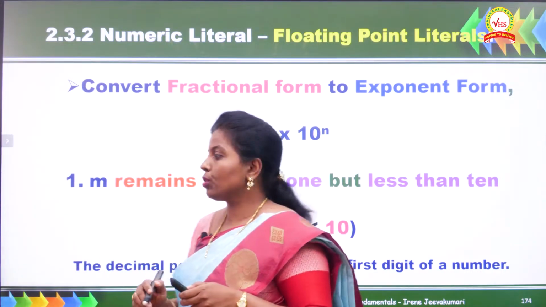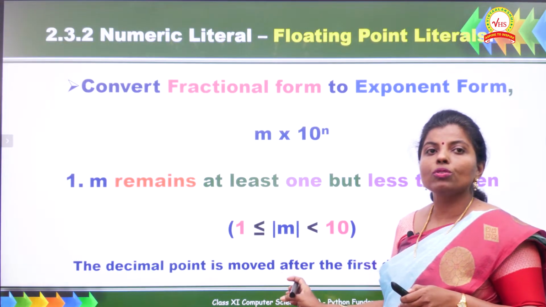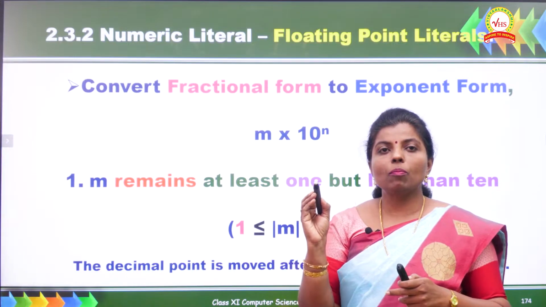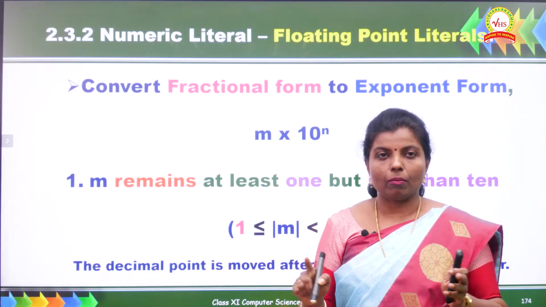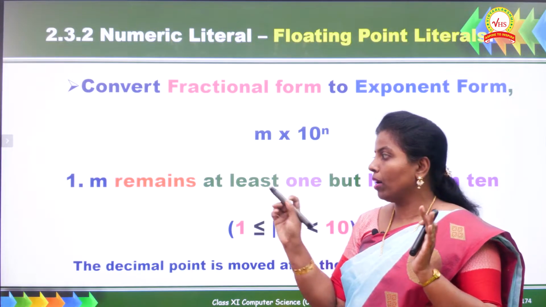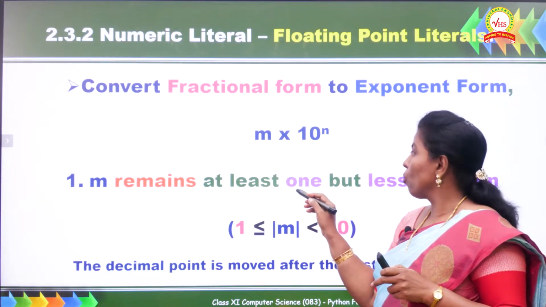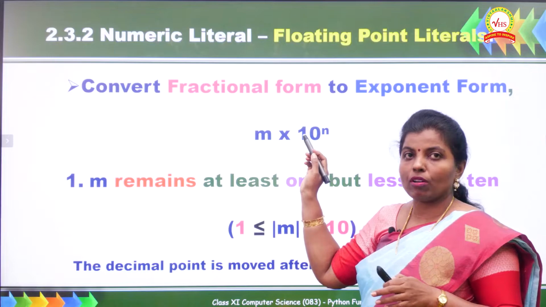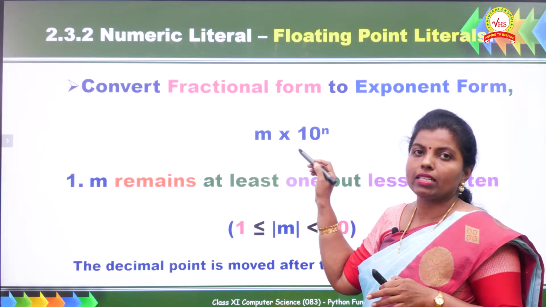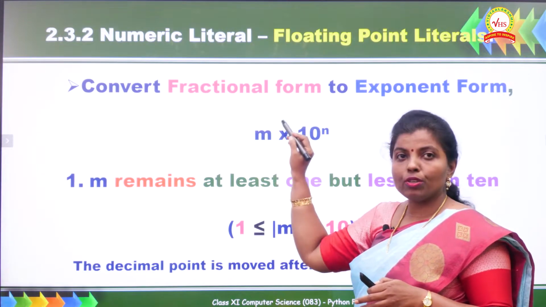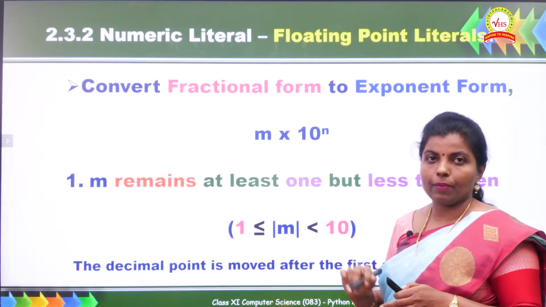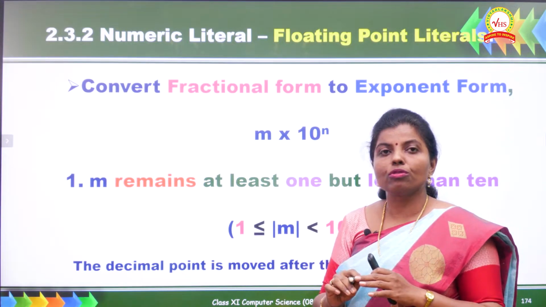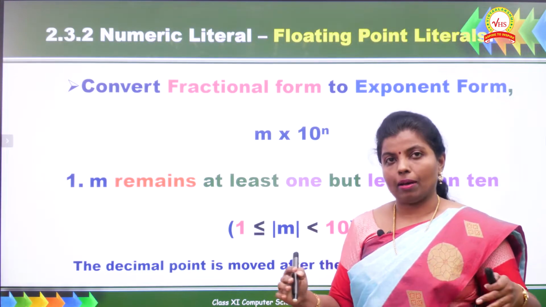So the meaning of this is that the decimal point is moved after the first digit of a given number. In any given number, the decimal point has to move after the first digit, and then automatically m remains between 1 and 9. So the rule is, when we convert the fractional form into exponent form, it takes the form m multiplied by 10 power n, and this m's value should be between 1 and 9. The meaning is that the decimal point has to be moved after the first digit of a given number.